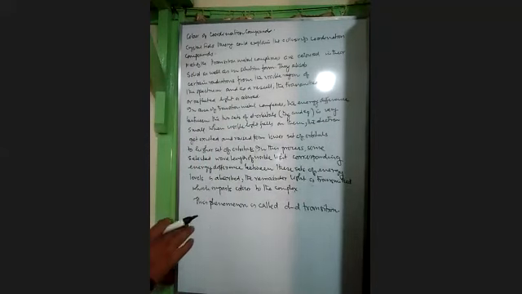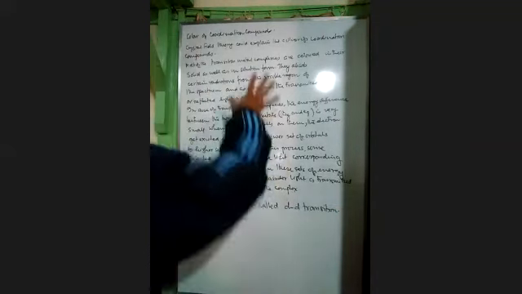This is the full explanation, but in the exam, what will you write? Why are transition metal compounds colored? Then you write: the transition metal compounds are colored due to the presence of unpaired electrons, which undergo d-d transition, in one line. This is the whole explanation I have done.